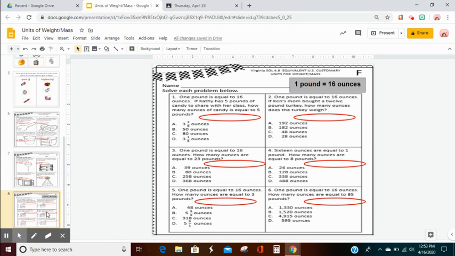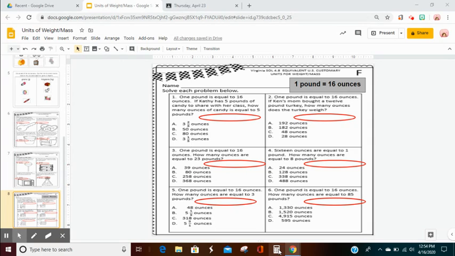All right, our last slide is one in which you have to convert between ounces and pounds. Remember, pound is the big unit, so if they give us the pounds and we have to find the ounces, we are going from a big unit to a small, so we're going to multiply. If they give us the ounces and we have to convert it to pounds, they're giving us the small unit and we have to find the big, so we're going to divide.